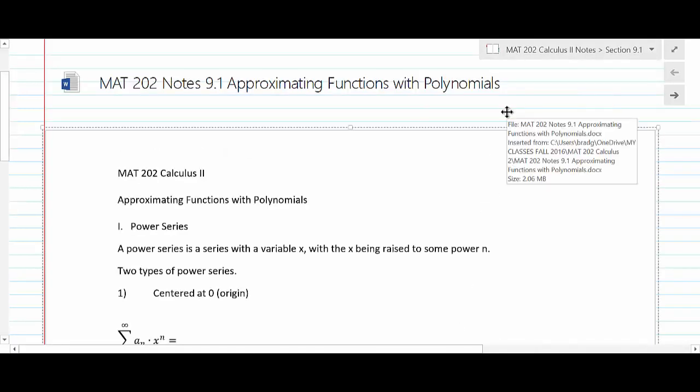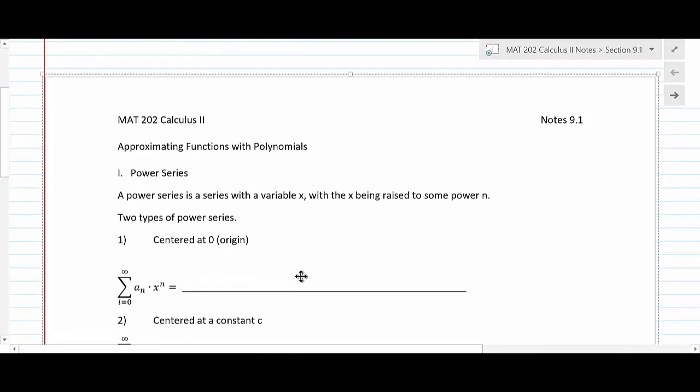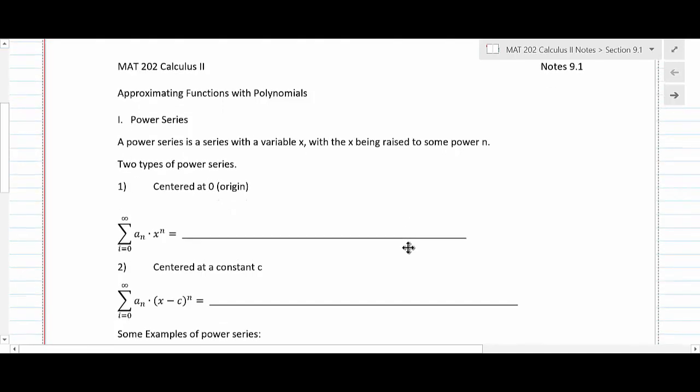So when we get into chapter 9, what we're going to start looking at is different types of series. We're kind of looking at how you can approximate a function with polynomials. So we start by looking at what we call a power series.